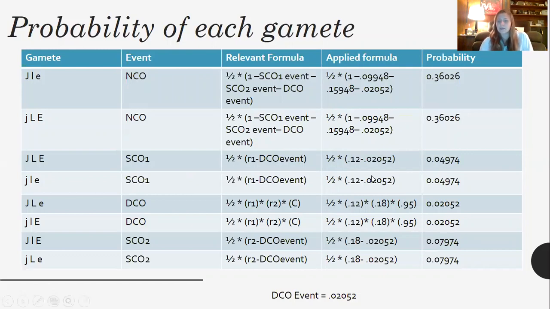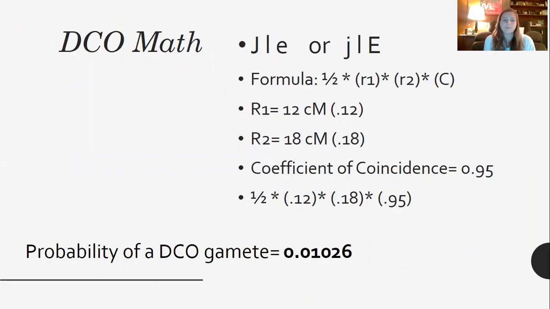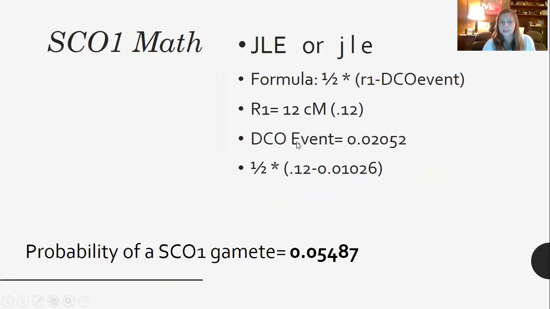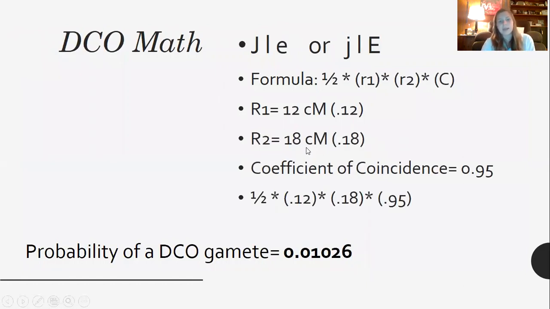Something significant that I want to mention is that the probability of the specific gamete is the probability of the event multiplied by 1/2. Therefore, in the formulas, I would use the gamete probability times 2. For example, for the double crossover, I used region 1, which is 0.12, region 2, 0.18, and the coefficient of coincidence, and I multiplied that all by 1/2. So the probability of a double crossover gamete is seen here.